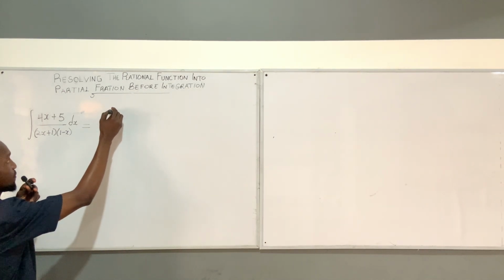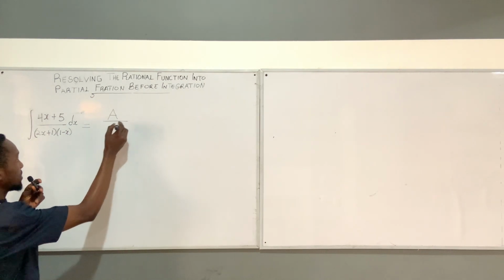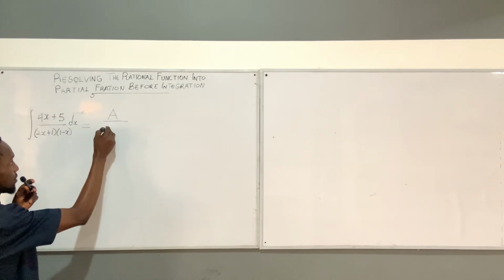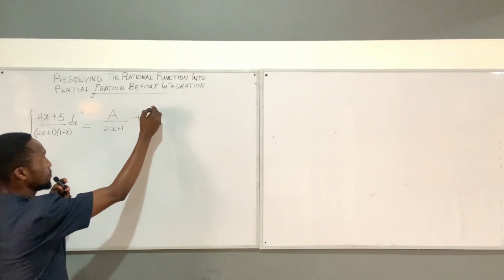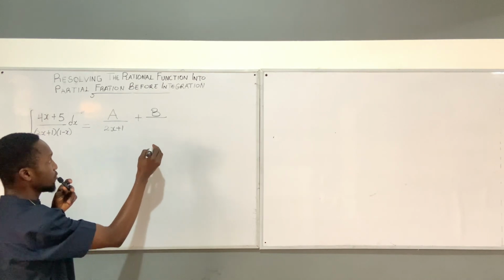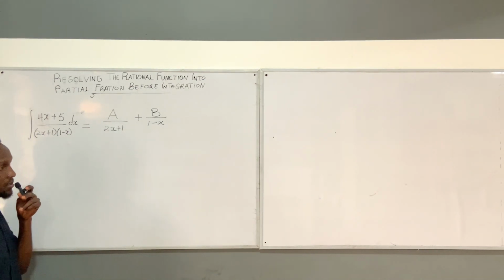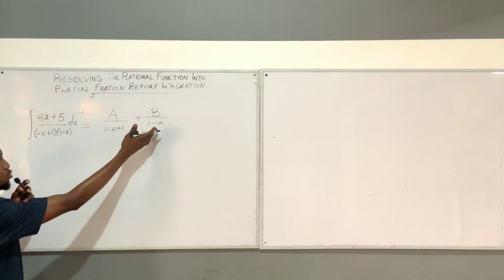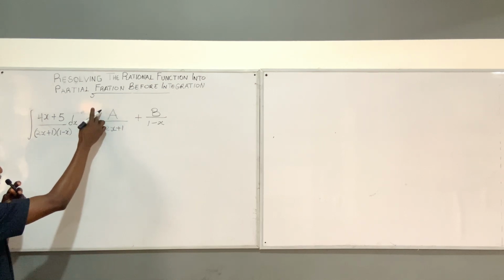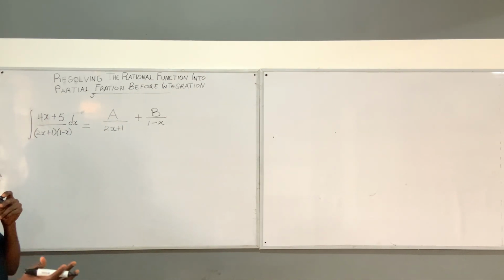Now when you look at this, the first constant should be A. We divide it by 2x + 1, then plus your second constant, which should be B. We divide it by 1 − x, which is here in the next bracket. Now we have been able to resolve this function into partial fractions. I need to bring the integral sign here, but because of the calculation, I'll avoid it. When we finish calculating this, we will bring it back.